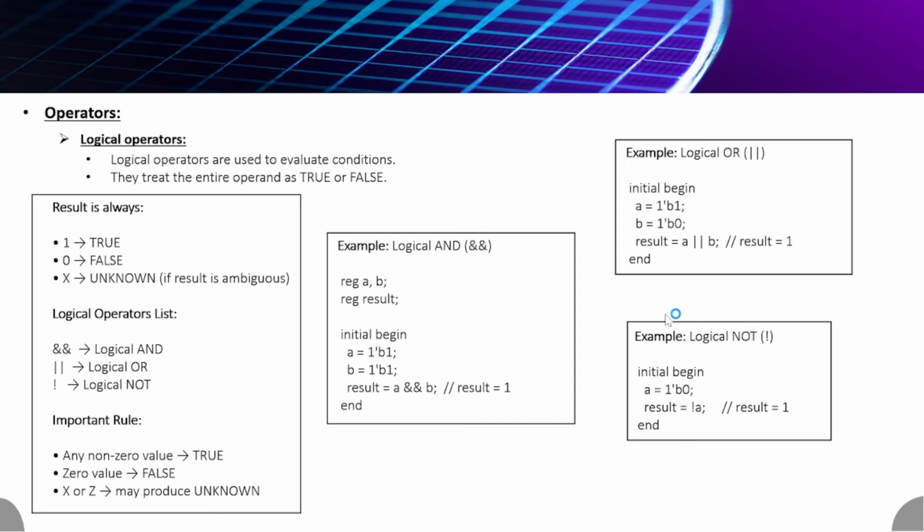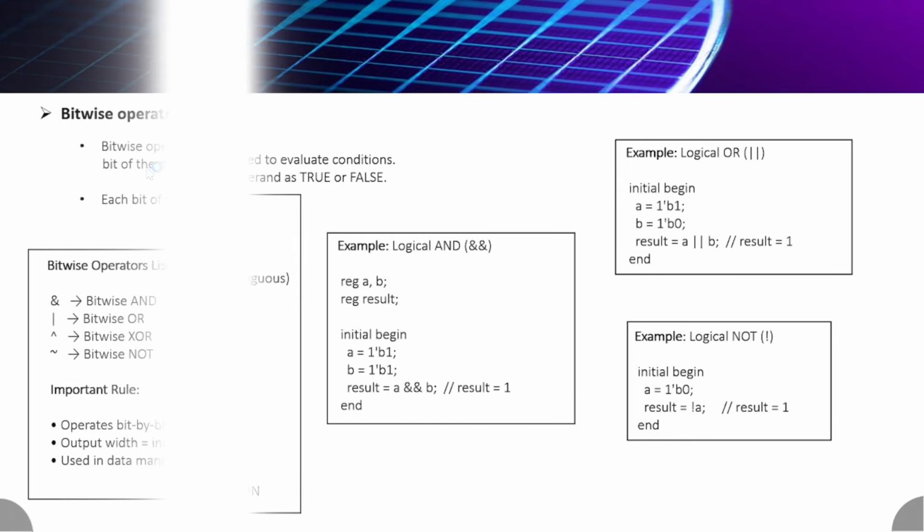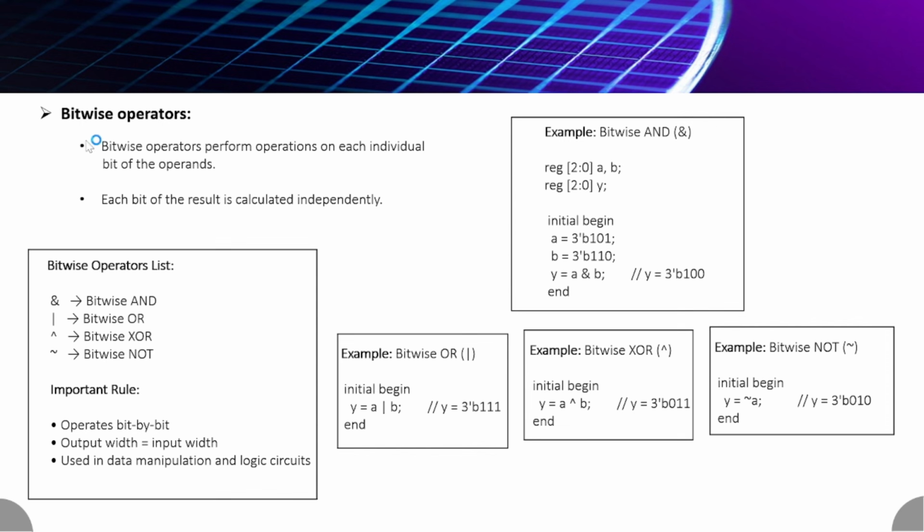An important rule to remember is any non-zero value is treated as true and 0 is treated as false. If the input contains X or Z, the result may become unknown. Logical operators are mostly used in if conditions, while loops, and control logic in Verilog. Now let's move to the next type of operators called bitwise operators.